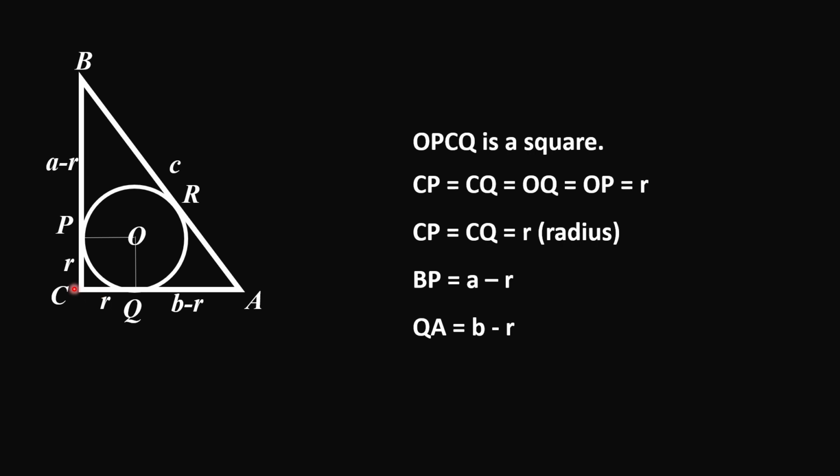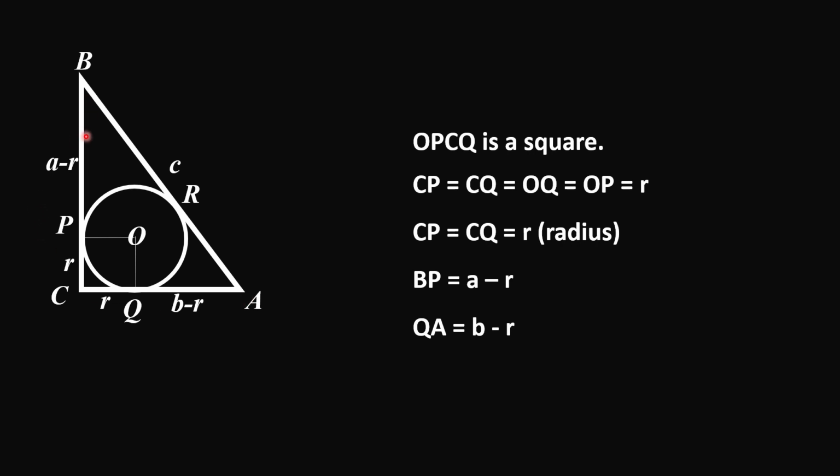Now BP, from B to P, is the total altitude BC minus PC. The total altitude BC is A, and from P to C it is radius R. So the remaining part B to P will be A minus R. Similarly, from C to A, the total base is B, and from C to Q it is a radius R. So the remaining part from Q to A will be B minus R.